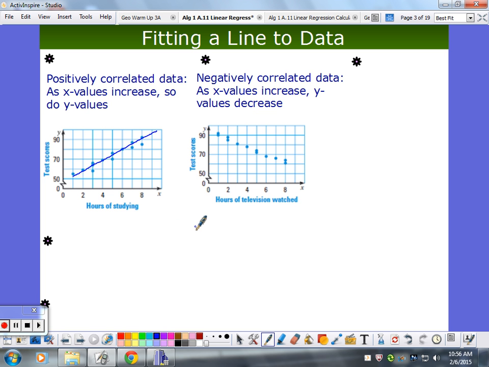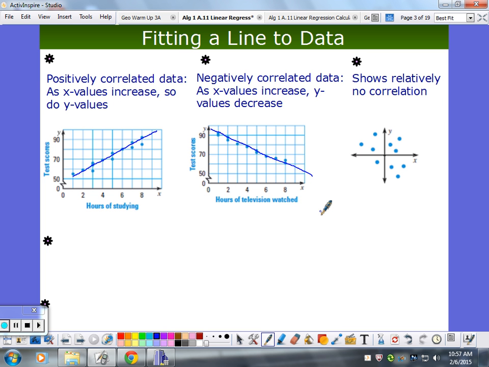Now this is a negative correlation, because if you squint your eyes, you can sort of see a line going down, a line with a negative slope. This one is hours of television watched with test scores. This correlation is negative, meaning the more hours of television watched, the relationship noticed was the test scores get lower. So opposite: as one got bigger, the other went down.